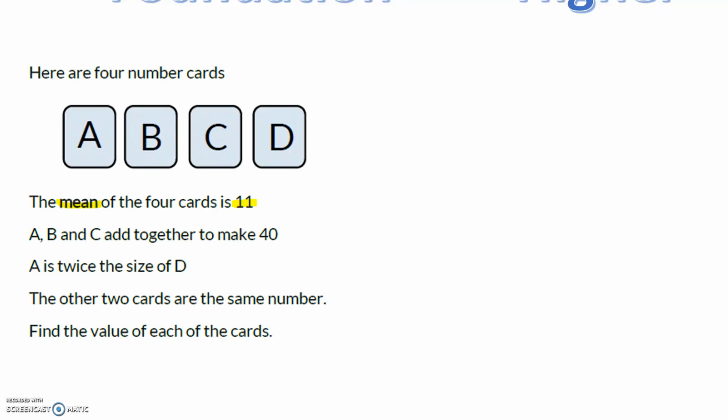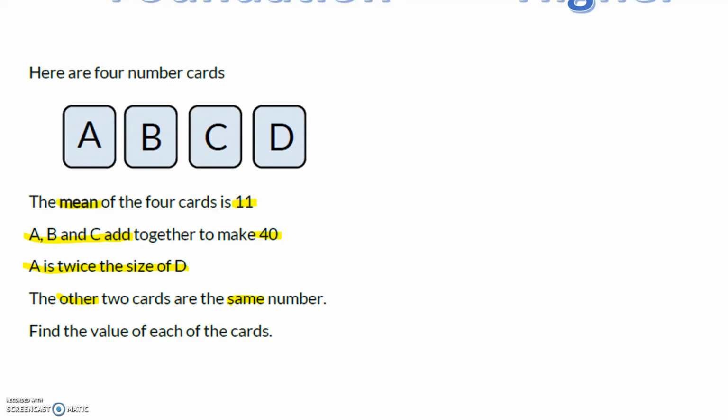A, B and C add together to make 40. A is twice the size of D. The other 2 cards are the same number. Find the value of each of the cards. Right, how are we going to see our way through this?